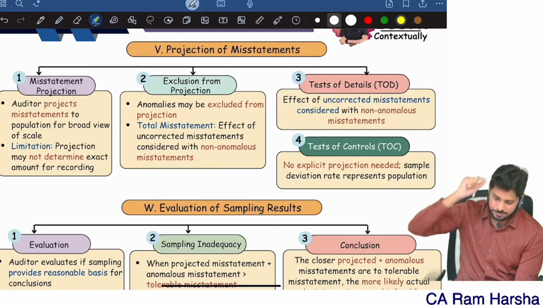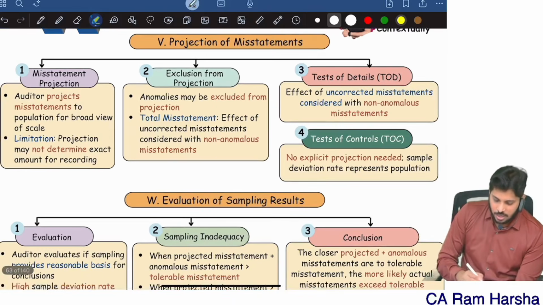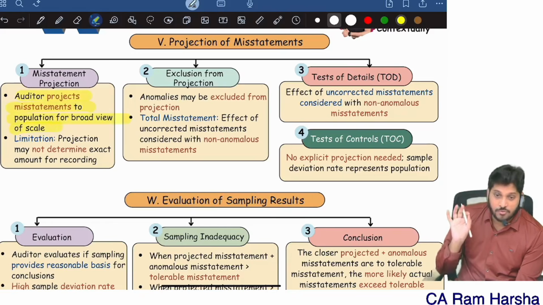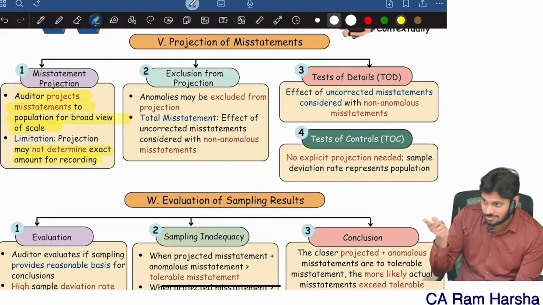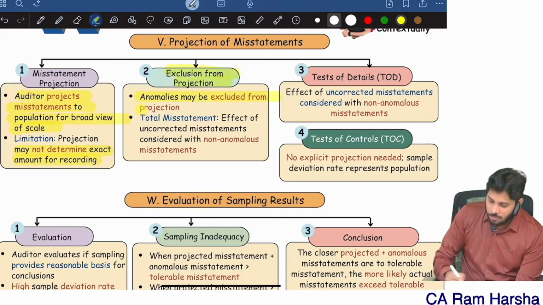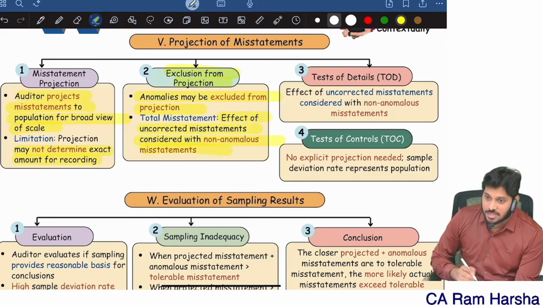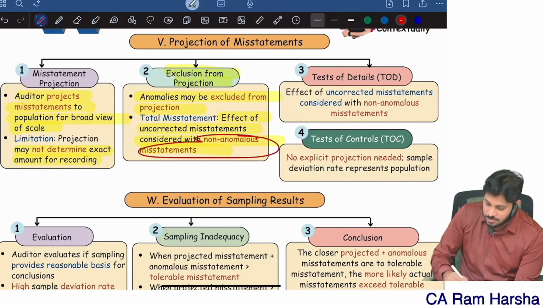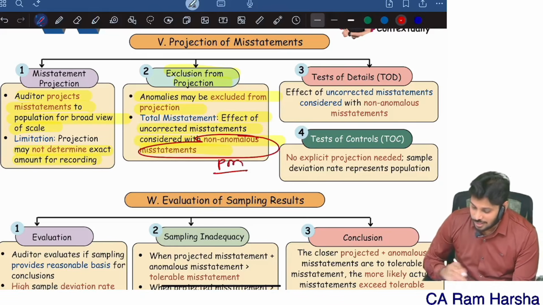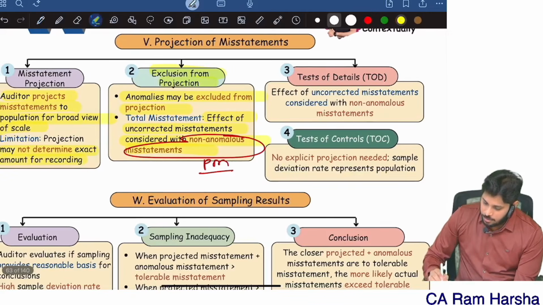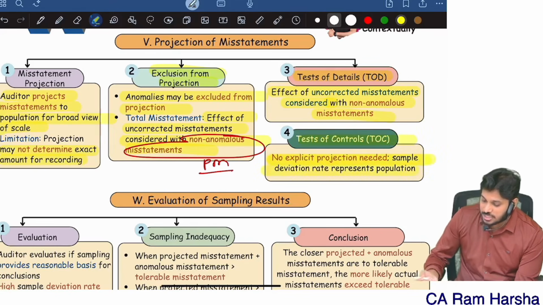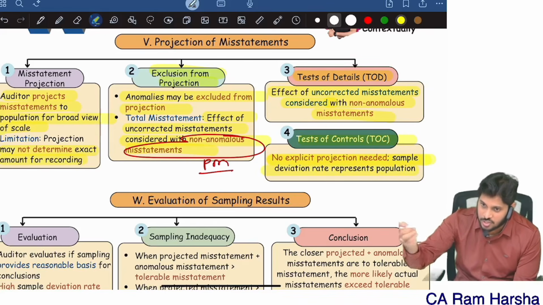Projection. The auditor projects misstatement to the population for a broad view of the scale. Remember, projection may not determine the exact amount for recording in the books of accounts. Correct? Exclusion. Anomalies will be excluded from projection. The effect of uncorrected misstatement is considered along with the non-anomalous misstatement. Non-anomalous means nothing but projected. Yes or no? For test of control, uncorrected misstatements have to be projected. Yes or no? For test of details. For test of controls, no projection is needed because the sample rate of deviation itself is the population rate of deviation.